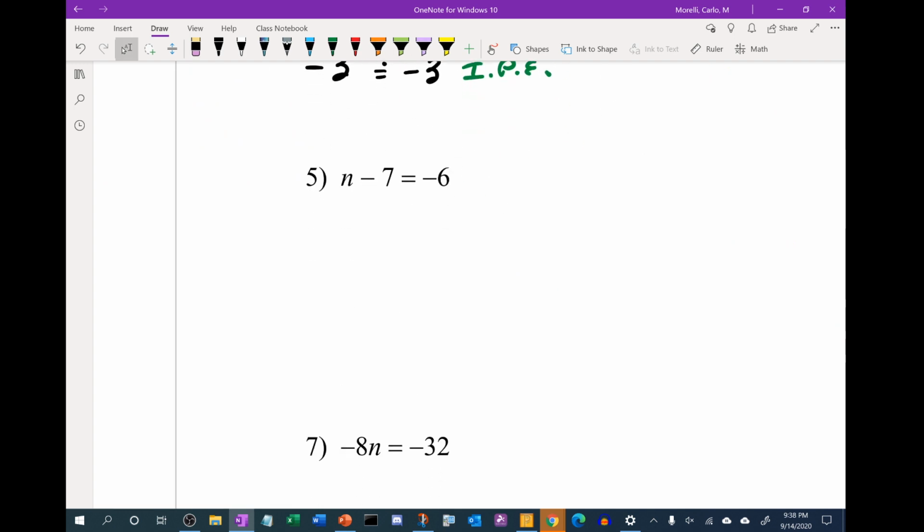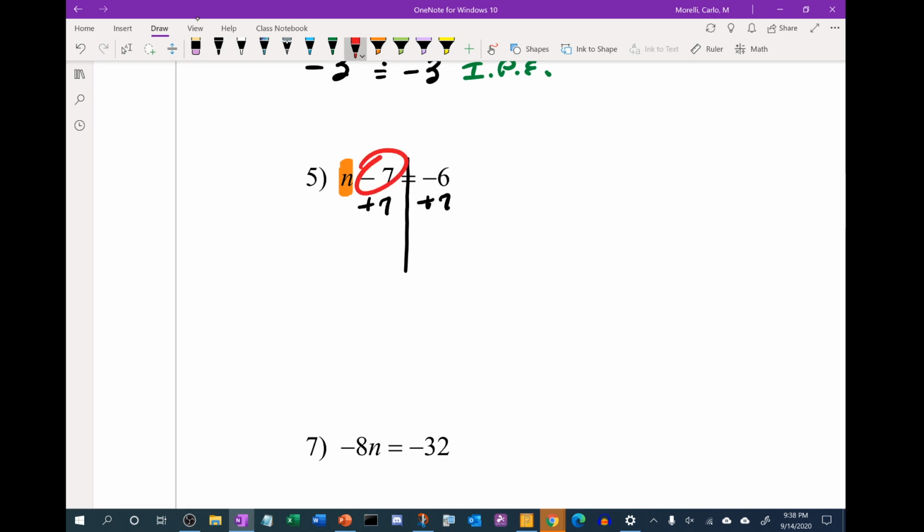Number 5. n minus 7 equals negative 6. We're really asking for what values of n is the expression n minus 7 equal to negative 6 true. Okay, remember we're going to keep everything in balance when we do this. So I want to get n by itself, guys. I want n all by itself. What do I do here? I've got negative 7. What's the inverse operation of subtraction? Addition. Let's add 7 to both sides.